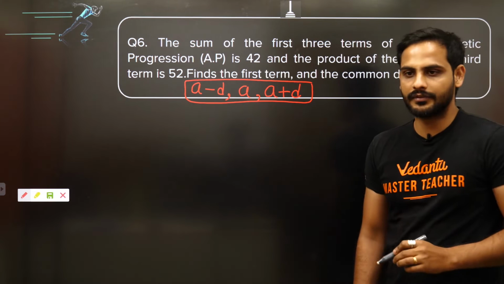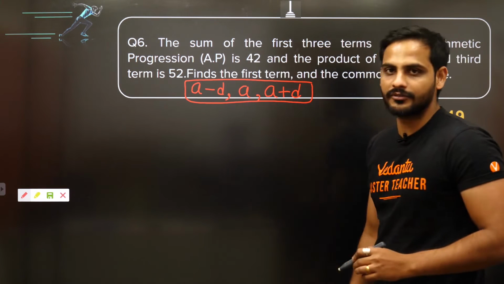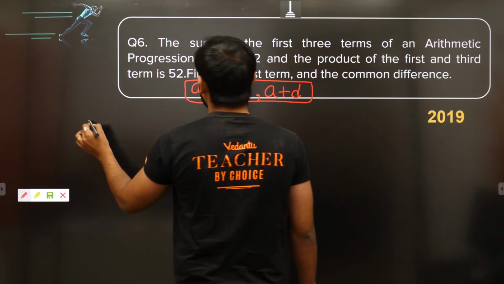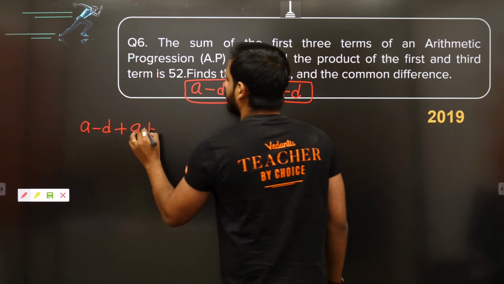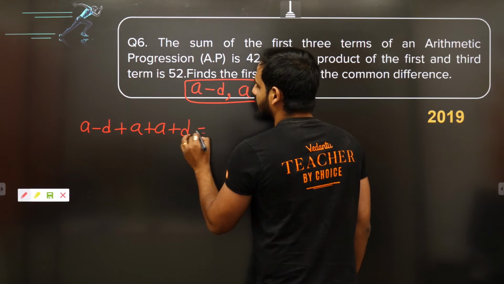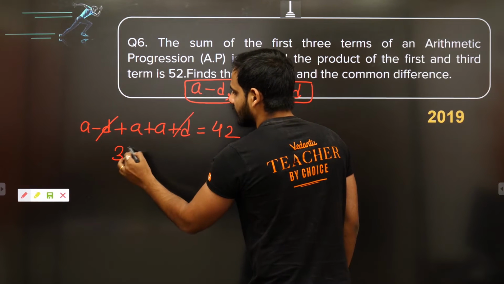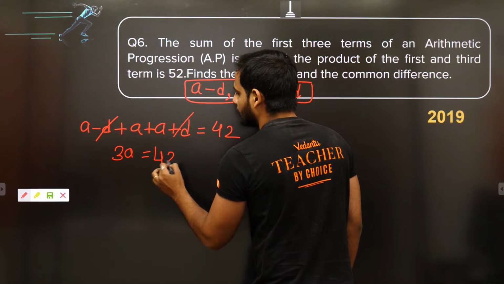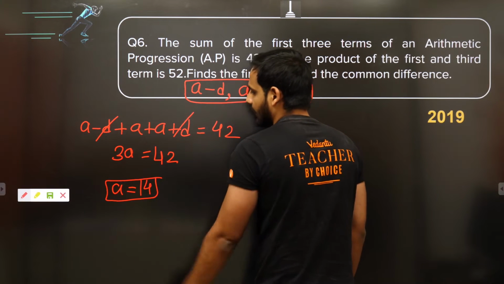These are my 3 terms. If these are my 3 terms, they are telling me that the sum of these 3 terms is 42. So I can clearly say that a minus d plus a plus d is equal to 42. So you can say 3a is equal to 42, so a is equal to 42 by 3, which is 14. So a is what? 14.